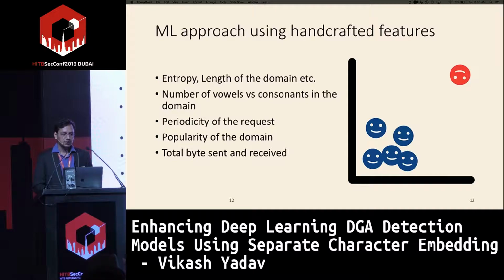One of the limitations of this technique is that it takes a lot of time and effort to select the right features to be able to differentiate between normal human communication and DGA communication.